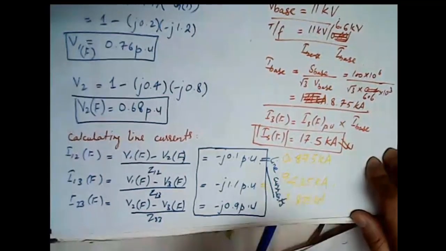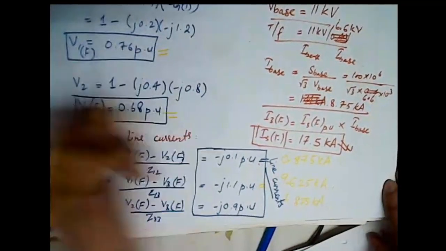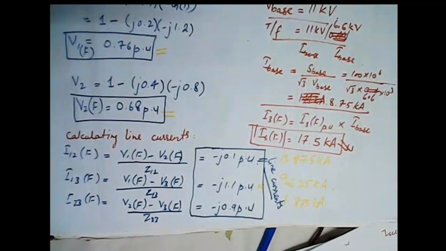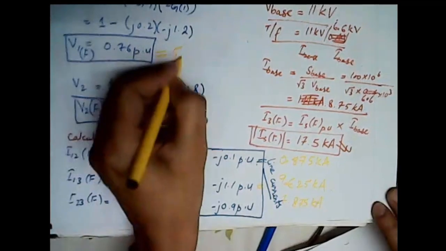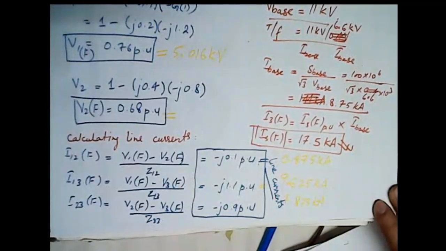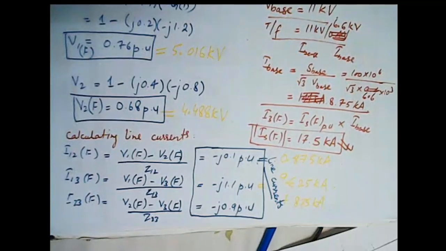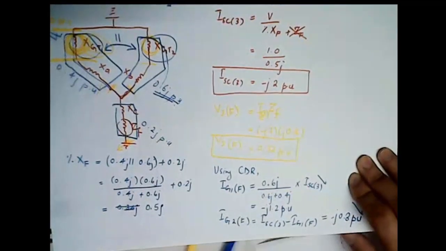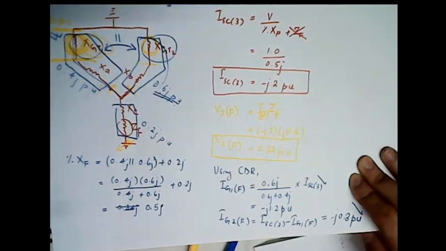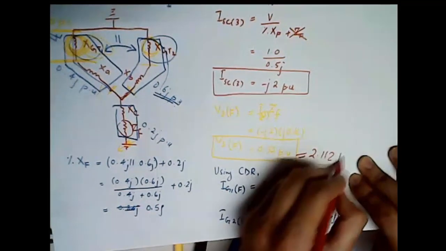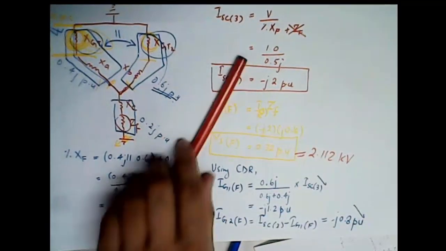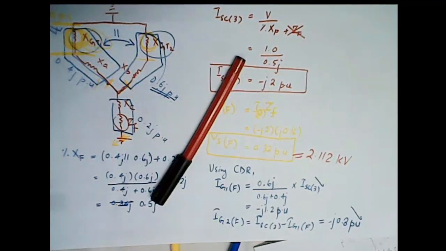So this would be 7.875 kiloamperes. And now we can also convert the bus voltages. Buses 1, 2 as well as 3 were all after the transformer. This means their base voltage is 6.6 kV. So 0.76 times 6.6 is 5.016 kV at bus 1. At bus 2 it is 4.488 kV, and at bus 3 the voltage would be 0.32 times 6.6, so this is 2.112 kV. So this was all about a detailed example of three-phase short circuit analysis, which we also call symmetrical short circuit.